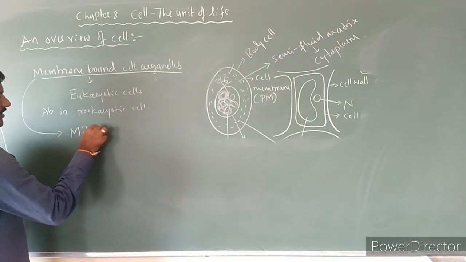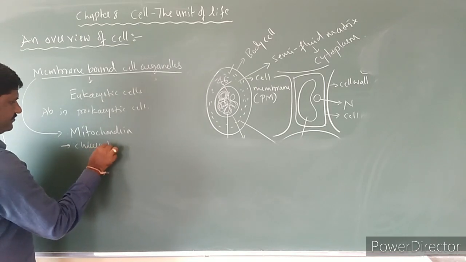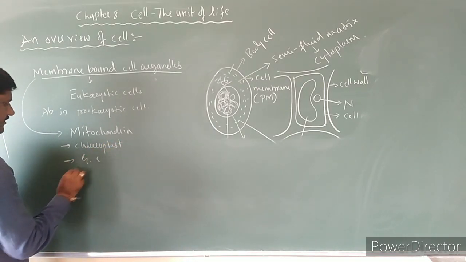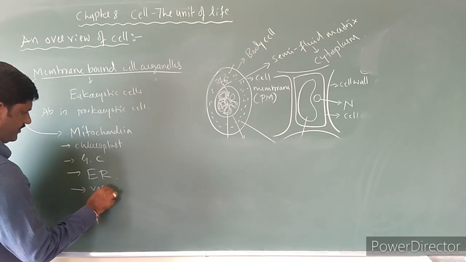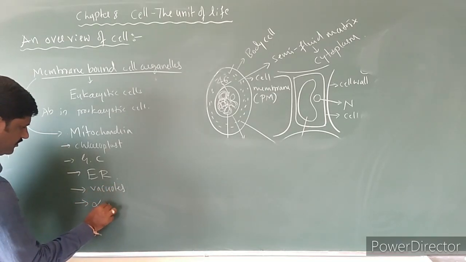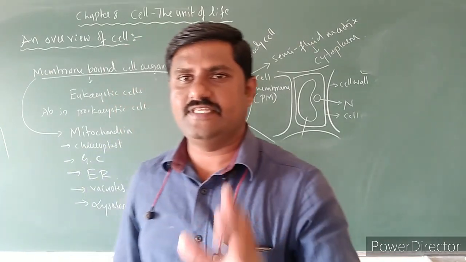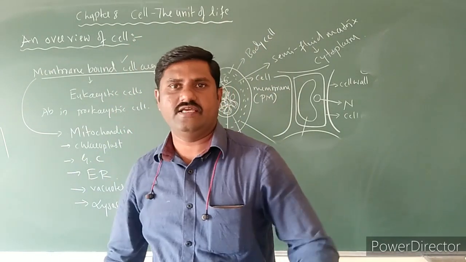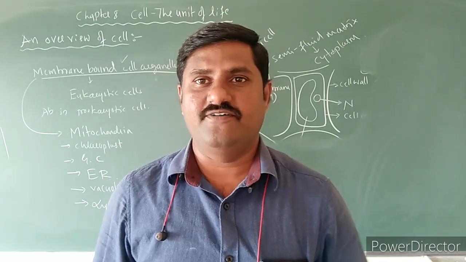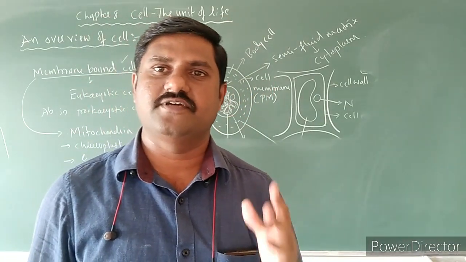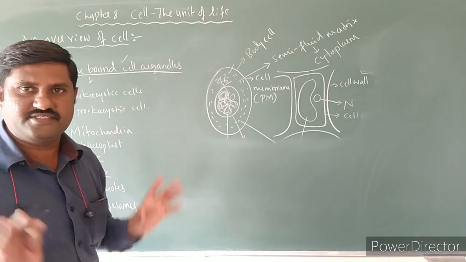So one is mitochondria, chloroplast, Golgi complex, endoplasmic reticulum, right? Vacuoles, lysosomes. Such kind of many microbodies, all of these are membrane-bound cell organelles that are seen in the eukaryotic cell. But the same kind of membrane-bound cell organelles are, majority of the time, absent in the prokaryotic cell, right? In the prokaryotic cell they are absent, right?